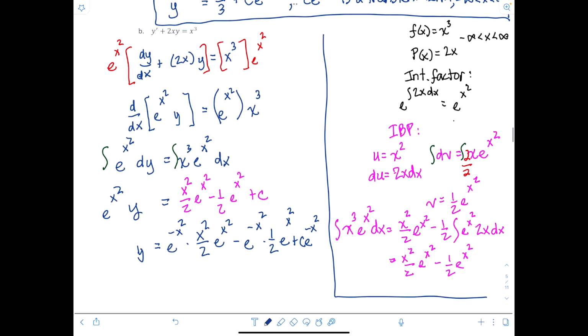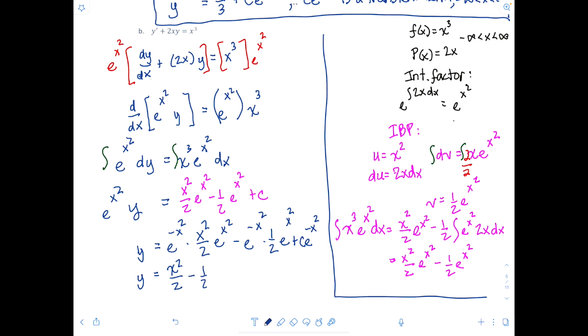All right, so now let's clean it up. The e to the x squareds, multiplying them through, become 1. So we'll have x squared over 2. And then again, the negative x squared plus x squared, when you combine the exponents, is 0. So the exponential function becomes 1. So we'll have minus 1/2 plus c e to the negative x squared. Cool? And we're all done.